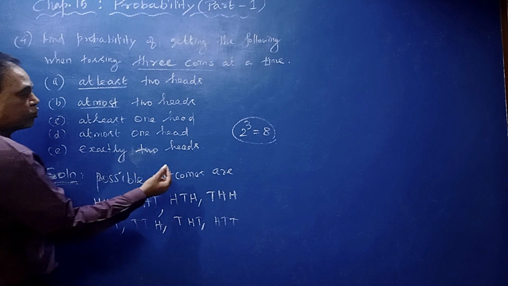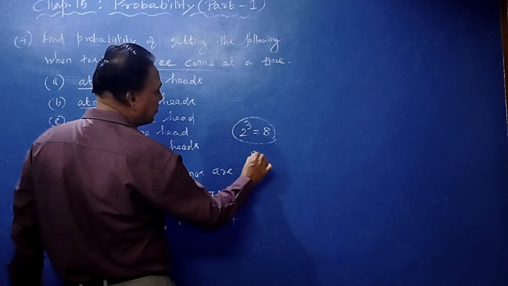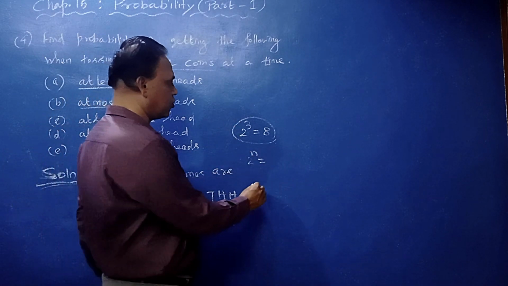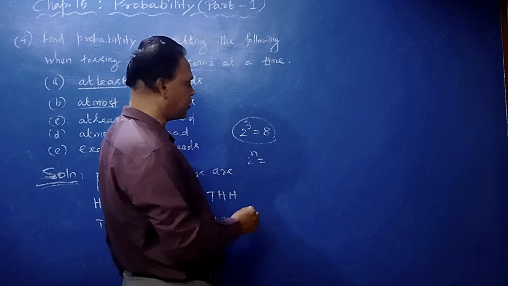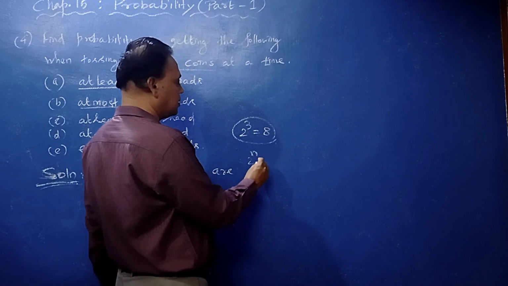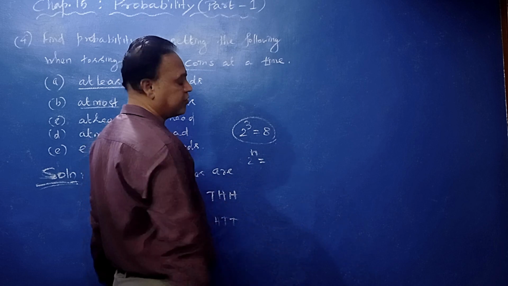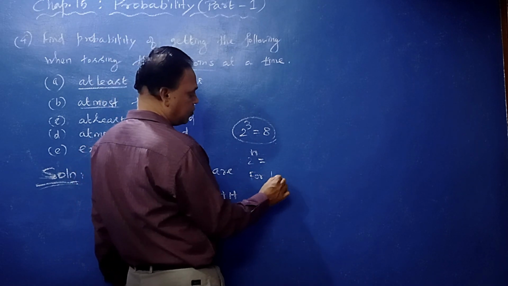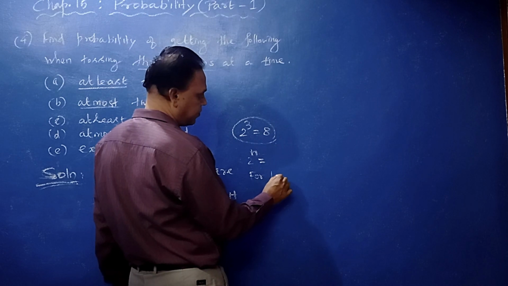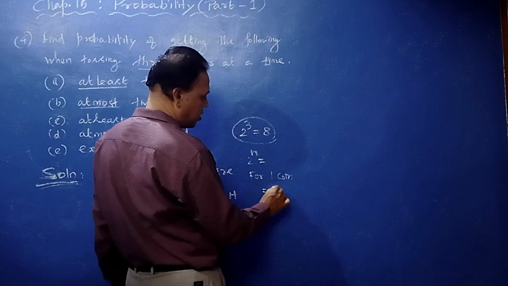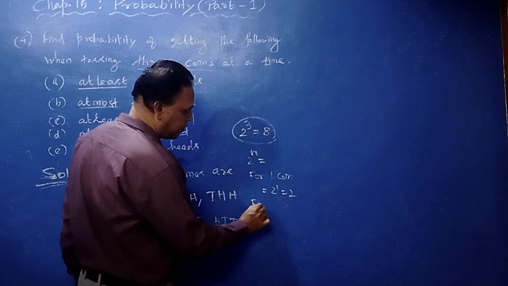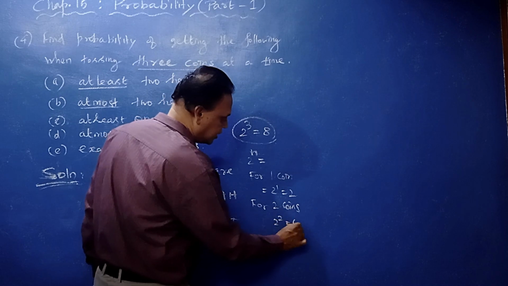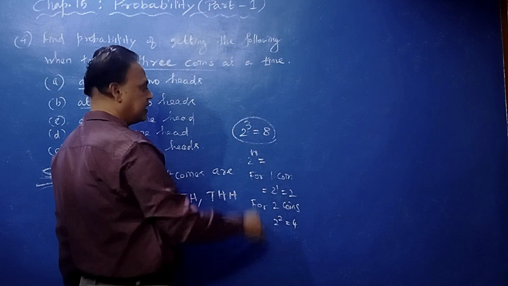So here it is 2 power n, where n means the number of trials. Suppose 2 coins means 2 power 2, that is 4. For 1 coin, 2 power 1, that is 2. For 2 coins, 2 power 2, that is 4. For 3 coins, 2 power 3, that is 8.